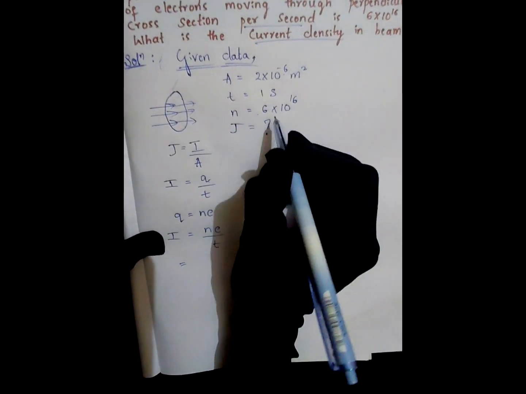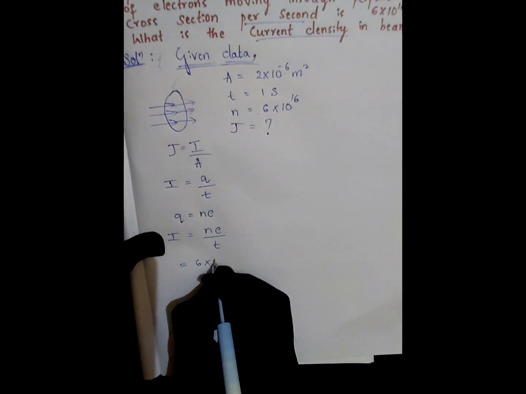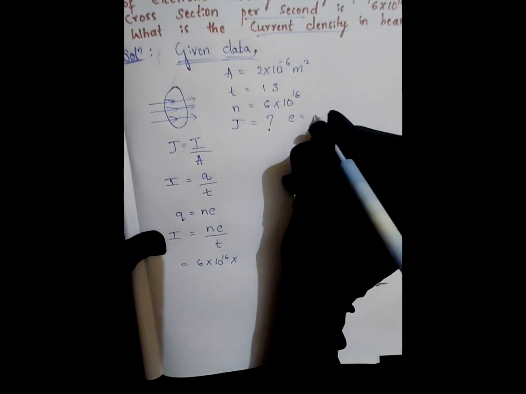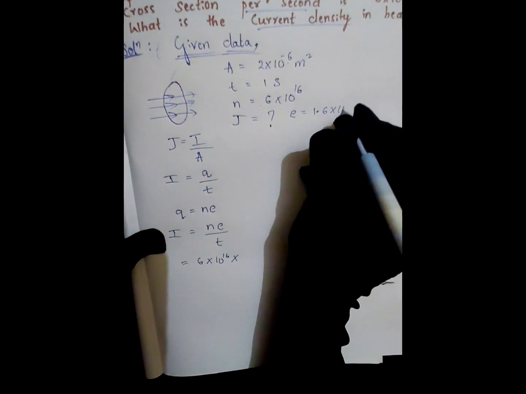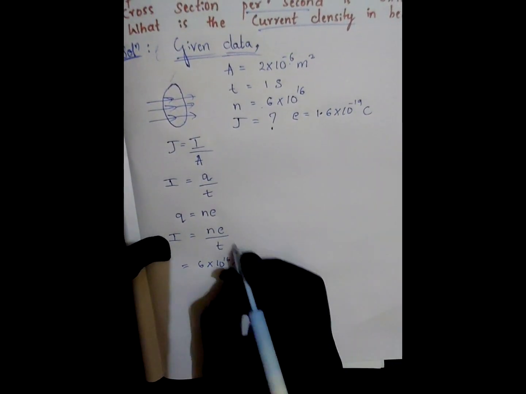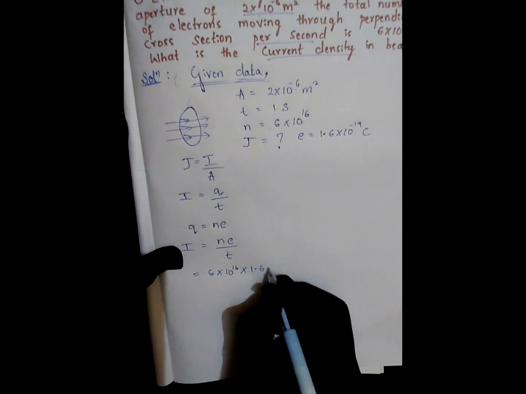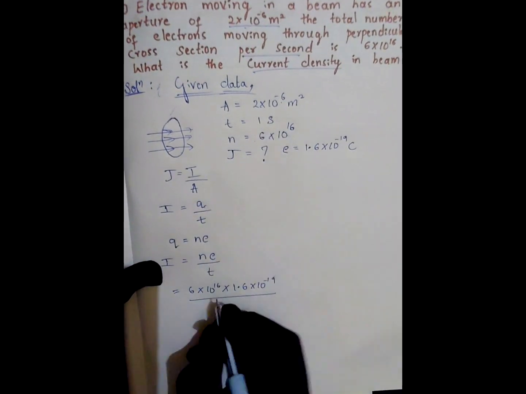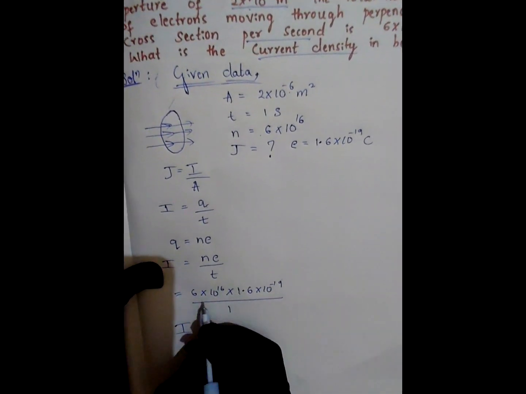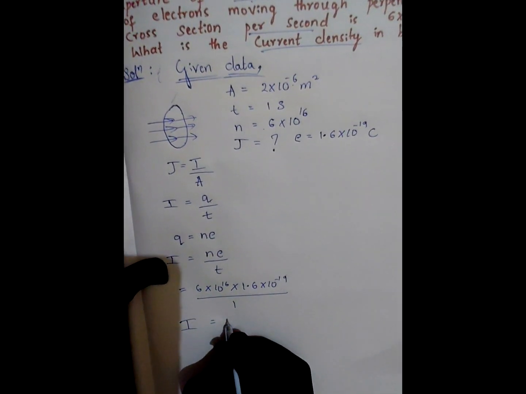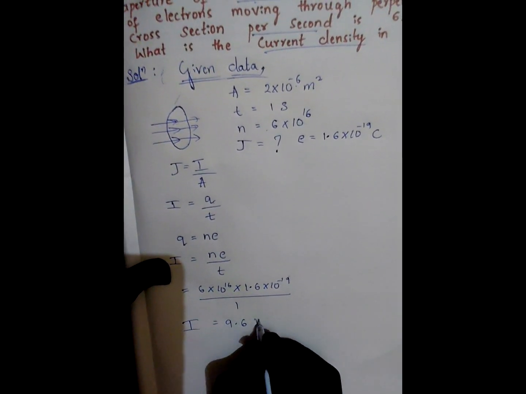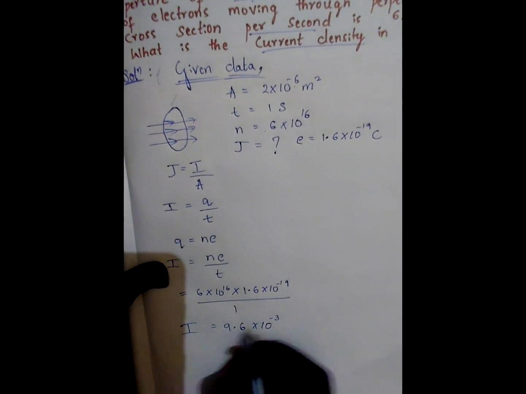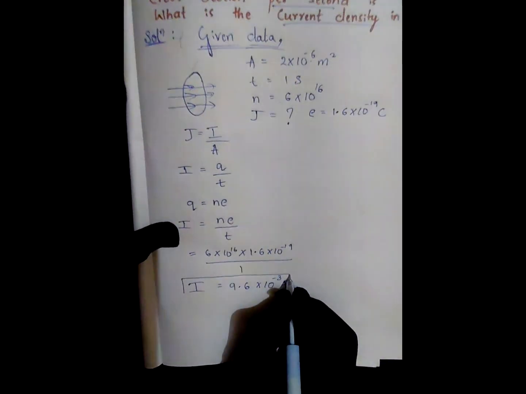Next, we know the N value from the given data: N is 6 into 10 to the power 16, into E. E means what here? Charge. The charge of an electron is 1.6 into 10 to the power minus 19 coulomb. So we substitute the E value here: 1.6 into 10 to the power minus 19, divided by T. What is the time here? 1 second. After simplification, 6 into 1.6, we get the current as 9.6 into 10 to the power minus 19 plus 16, that is minus 3. The SI unit of I is A. A means ampere.